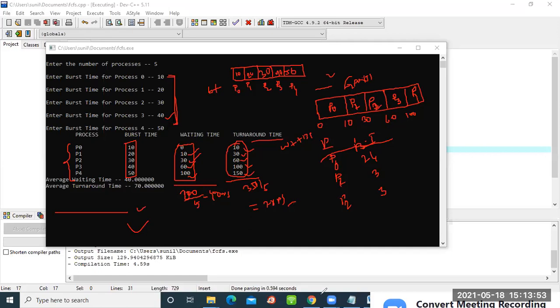So what happened now? The calculation has become much easier. You just have to give the input processes and the burst times, and then automatically it will find your average waiting time and average turnaround time. So the user does not need to perform all this calculation. It's going to automatically calculate for the user. Fine. Just note down the output.